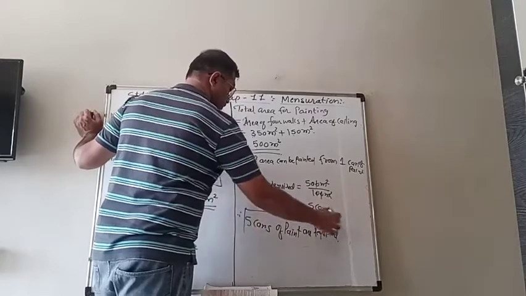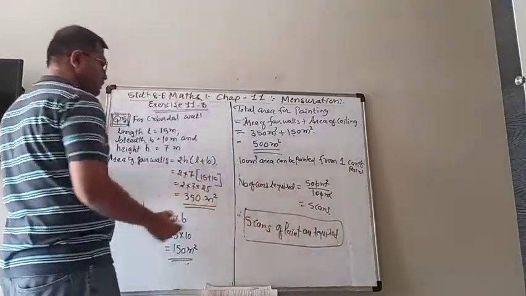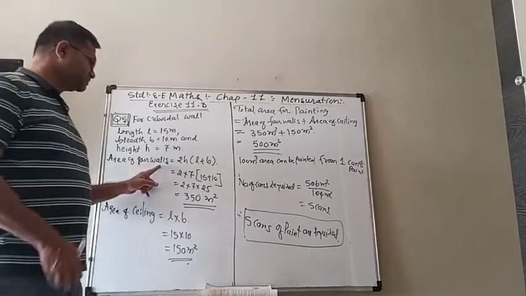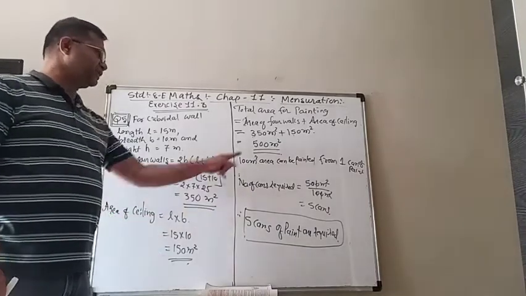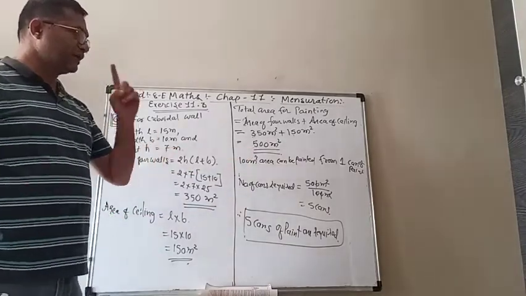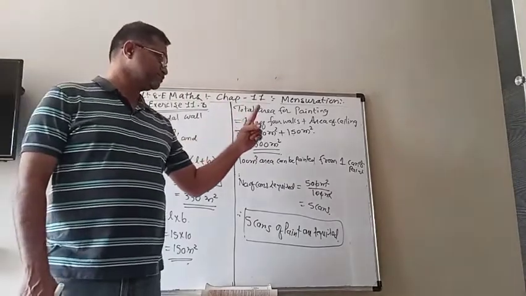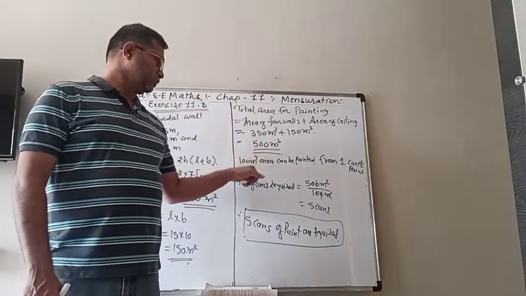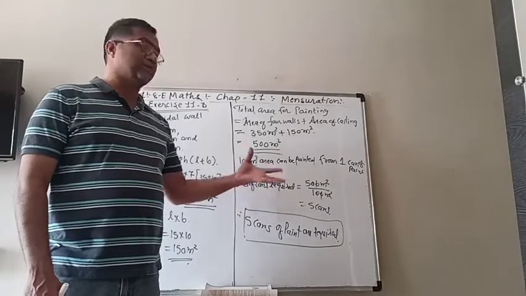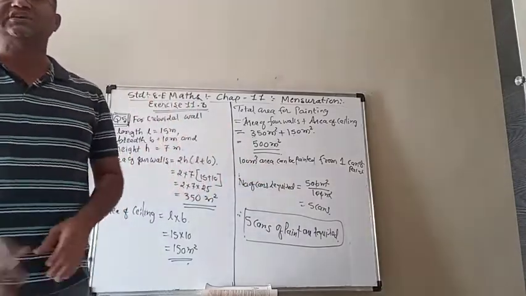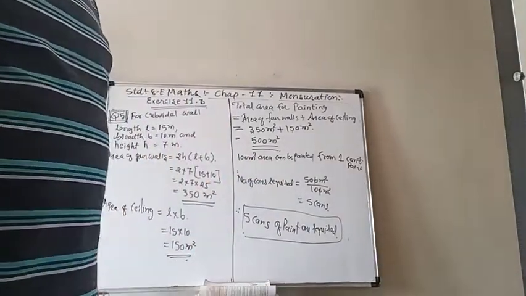So we have to find the area of 4 walls plus area of ceiling, and from 100 meter square one can. So we have 500 meter square. So we need 5 such cans to paint this.